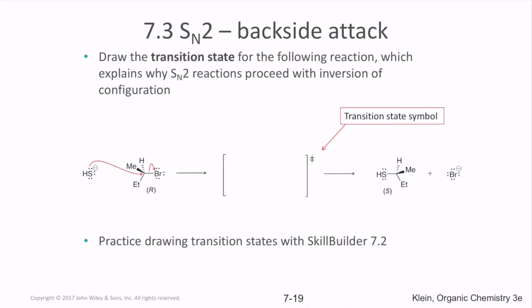This backside attack creates a transition state. The transition state involves the formation of this structure here. On this side we have SH, and on this side we have Br. The reason I am writing it as a dotted line is because this bond is the one that undergoes transition, which means this is the state where it decides whether to go back towards the R structure or towards the S structure.